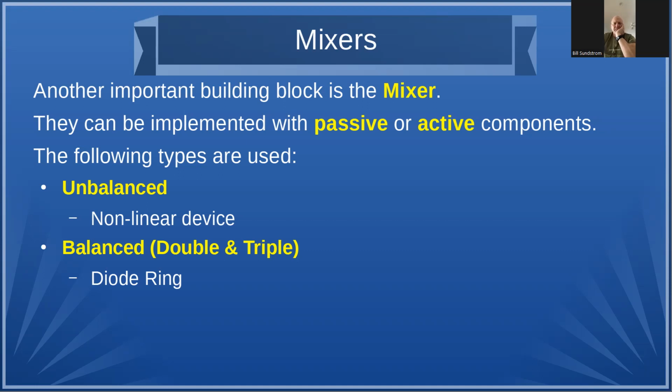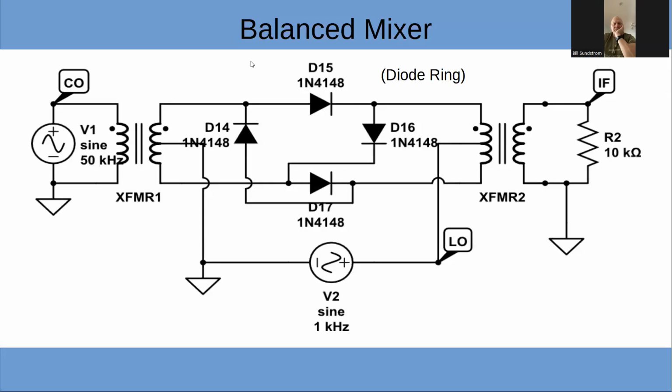If it's a balanced mixer, and we have double balanced, I'm not sure what a triple balanced is. It's essentially a diode ring, like a bridge rectifier, that's balanced between some center tap transformers. And the main advantage is it only gives you the sidebands. You do not get the carrier. So it is a simple way to do suppressed carrier. This is a typical balanced mixer.